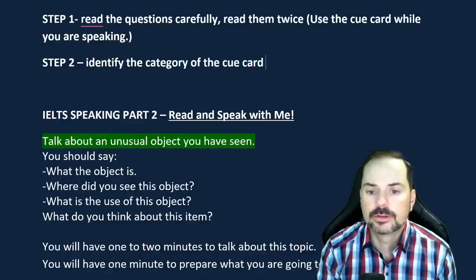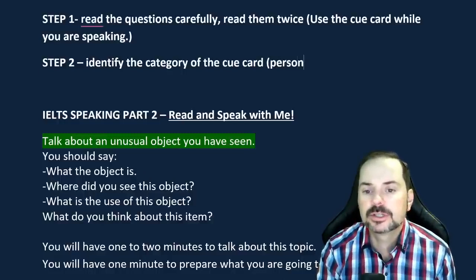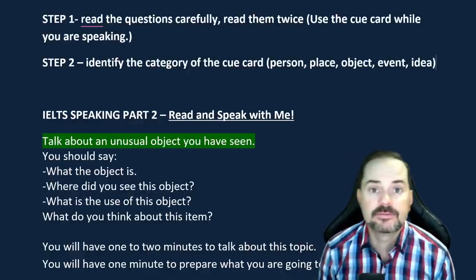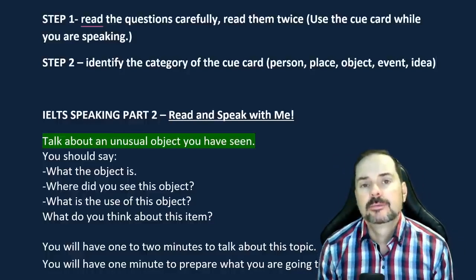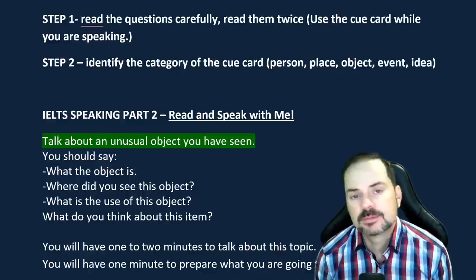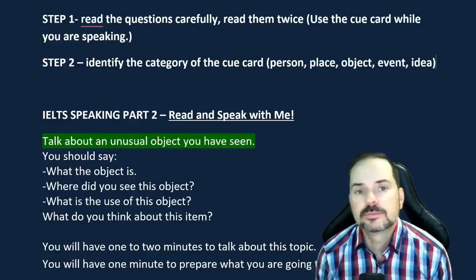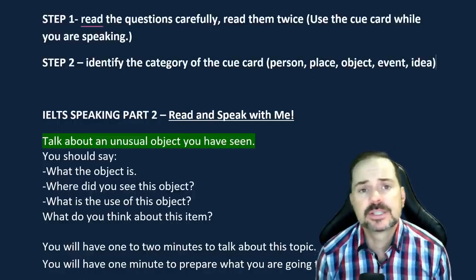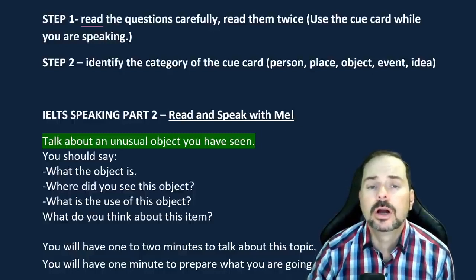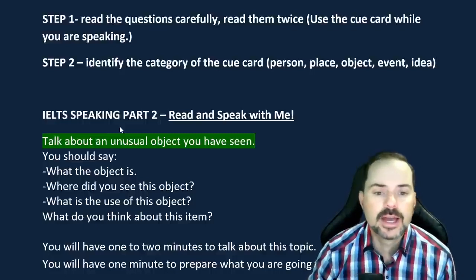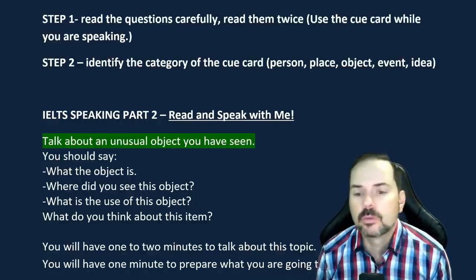of the cue card. Okay, so the cue card will either be a person, a place, an object, an event, or an idea. It's one of these 5 categories, which makes sense because just about any information fits into one of these categories. Now, sometimes it's a little bit of a combination, but most of the time it's just one of these categories. And each of these categories has a specific way to structure and talk about. So make sure to figure it out and figure out what you need to say.